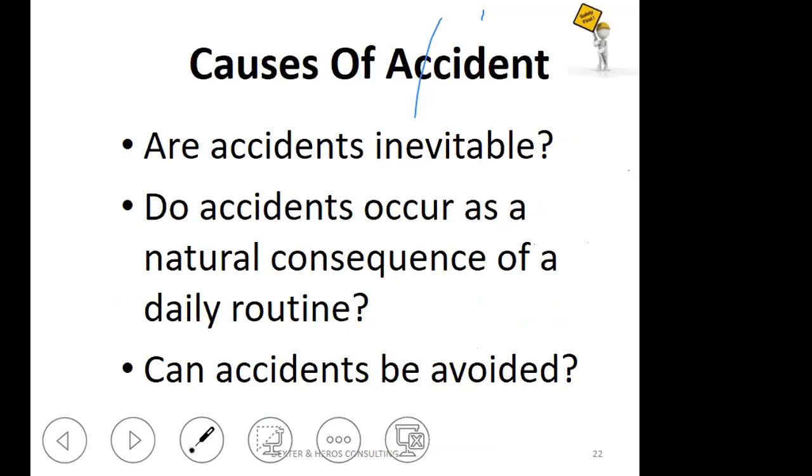Let's build on it. Accidents are caused. Two things. Let's answer this question. Are accidents inevitable? Yes. Do accidents occur as a natural consequence of our daily routine? Can accidents be avoided?